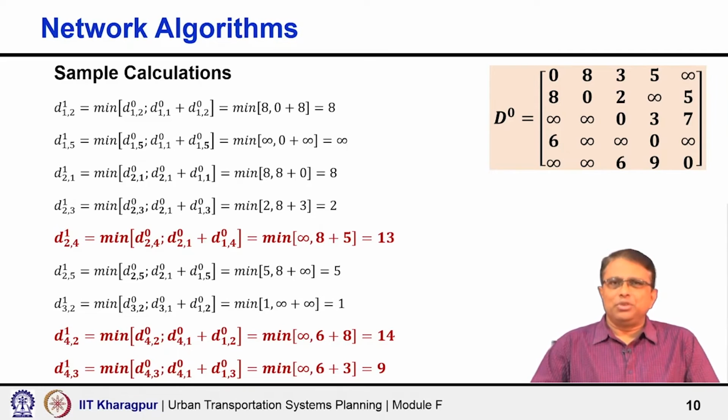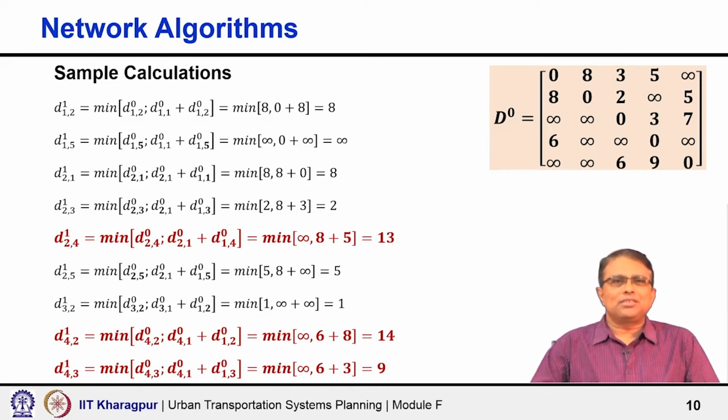I shall check everything. In the first row, obviously nothing will change, because I have already taken 1 to 2, 1 to 3, 1 to 4, 1 to 5. K is also 1. So from 1 to all the other home nodes, nothing will be different. Obviously, my cells will not change.